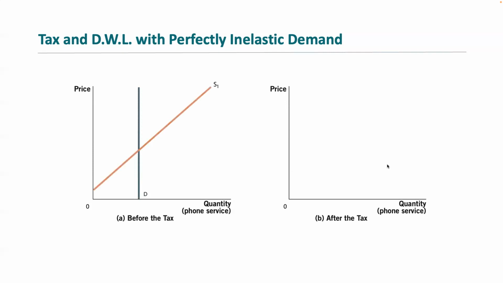With this first click, we see we have our demand and our supply curve. And in this case, the particular curve for demand is going to be vertical. And our supply curve is going to be our normal looking supply curve that is increasing as that price increases. Now, in this case, we want to know if the demand for phone service is perfectly inelastic.